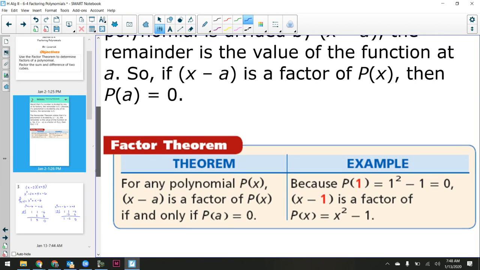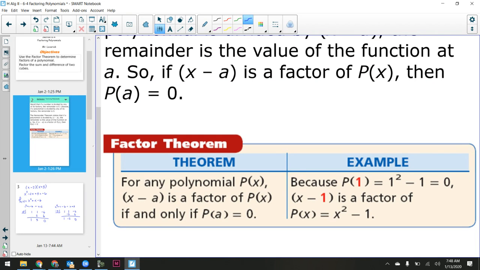Well, if you get the remainder is 0. Okay? For any polynomial, p of x, x minus a is a factor if and only if p of a is 0.